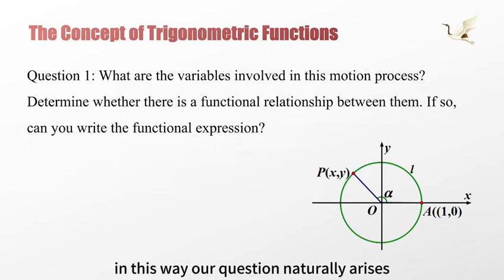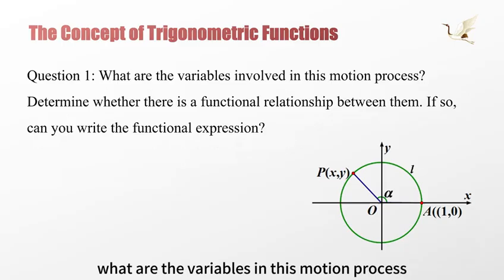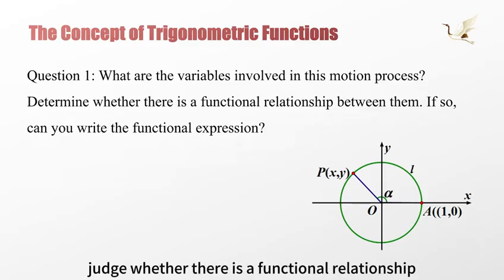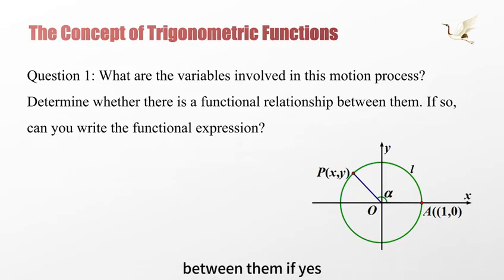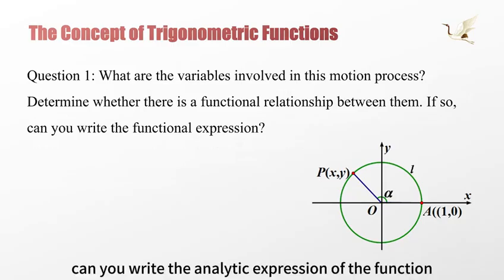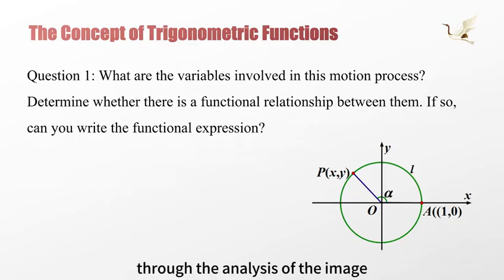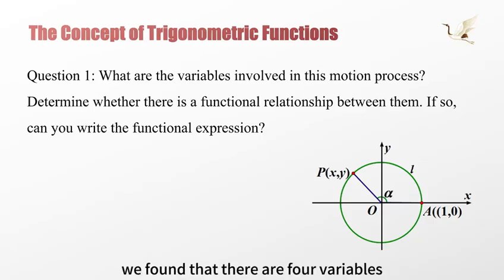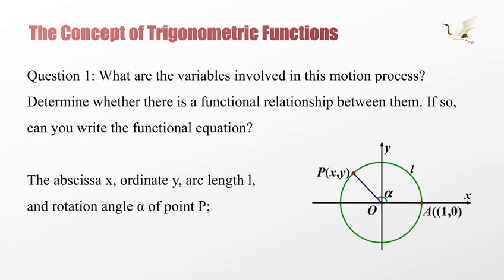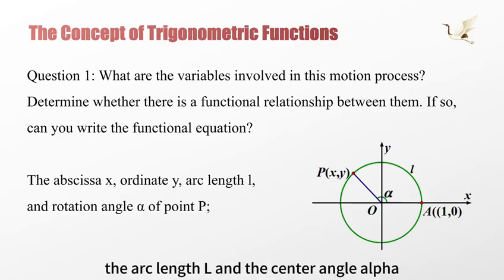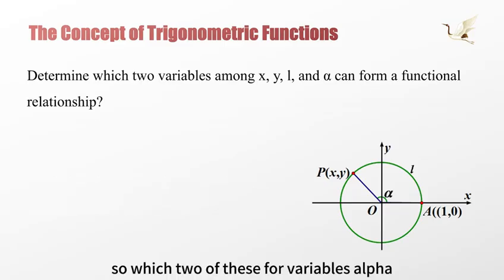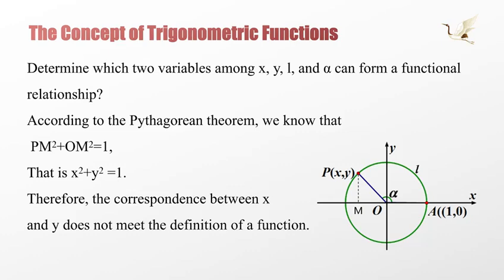In this way, our question naturally arises. What are the variables in this motion process? Judge whether there is a functional relationship between them. If yes, can you write the analytic expression of the function? Through the analysis of the image, we found that there are 4 variables. They are the abscissa x of point P, the ordinate y of point P, the arc length L, and the central angle alpha. So which 2 of these 4 variables can form a functional relationship?